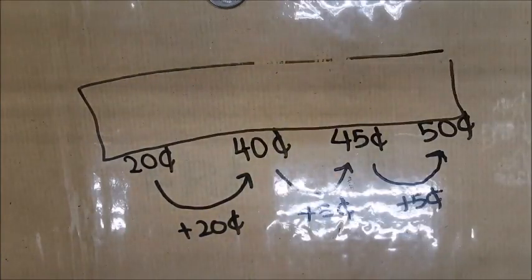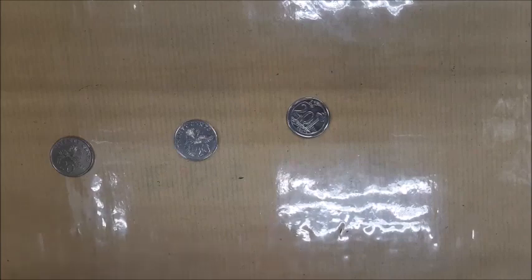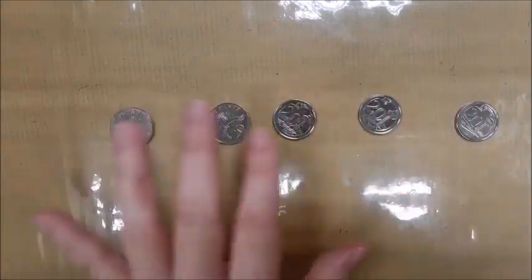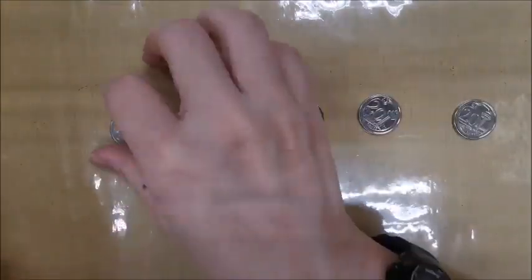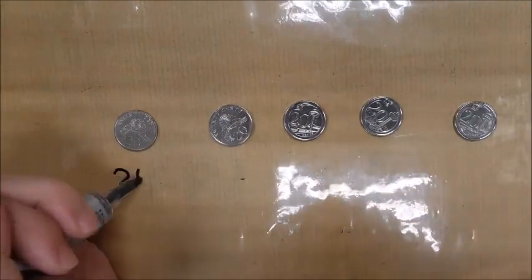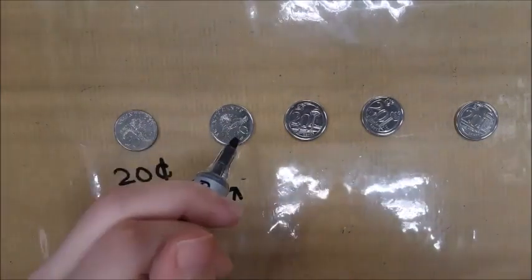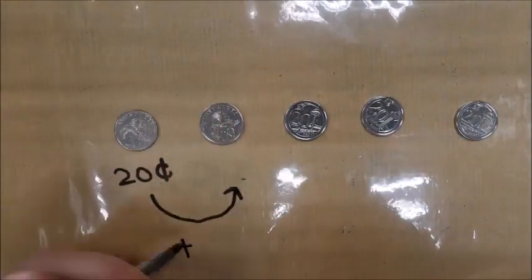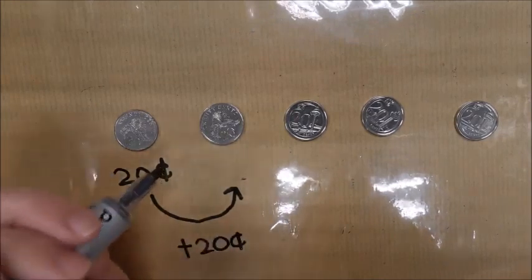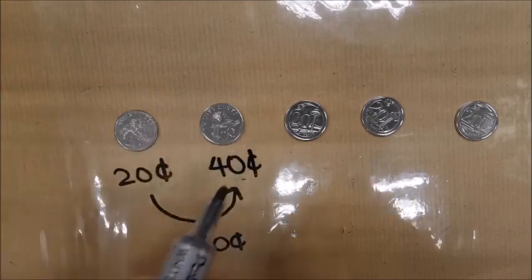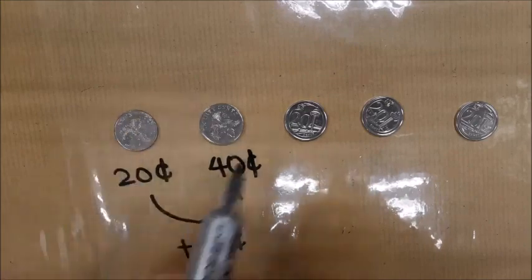Let's try one last one together, and then you can use the coins around your house to try to make your own different amount. Here I have 5 coins. Shall we start? Okay. This is 20 cents. And we add the next coin over here, which is also 20 cents. And that means 20 plus 20 equals 40 cents. Now these two coins together make 40 cents.